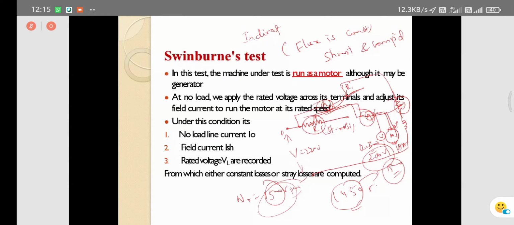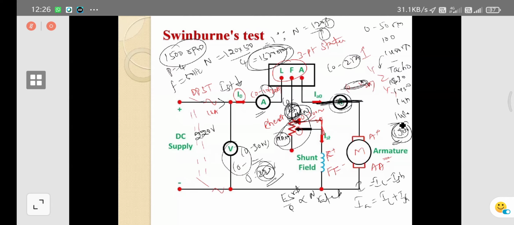So that's why you no need to take this ammeter here. No need to take this ammeter. Otherwise I will change that ammeter here also. After getting the rated speed and rated voltage, you can easily find out this line current and this field current, this ammeter here.